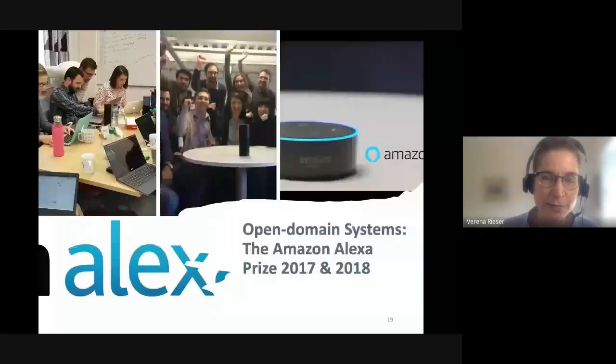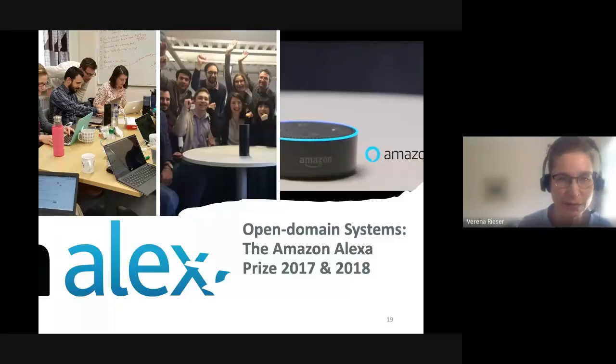As a brief example, I want to briefly tell you about the system we built for the Amazon Alexa challenge. As Ehud already mentioned, my team entered this challenge. We entered it twice. We ended up in third place twice. We didn't enter a fourth time. It's a lot of effort, but it was also a very interesting experience. And I want to briefly share with you some of the insights here.